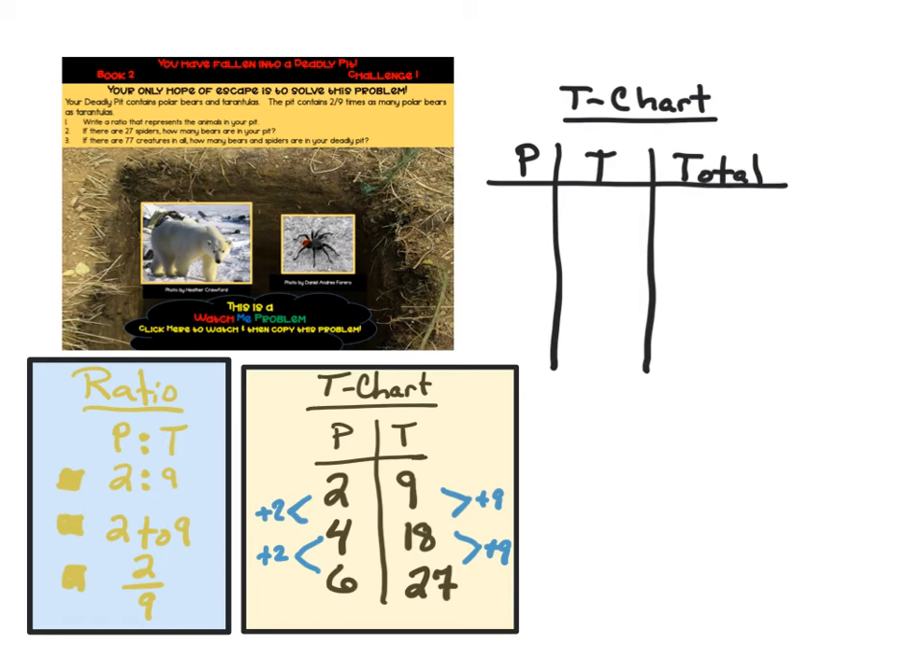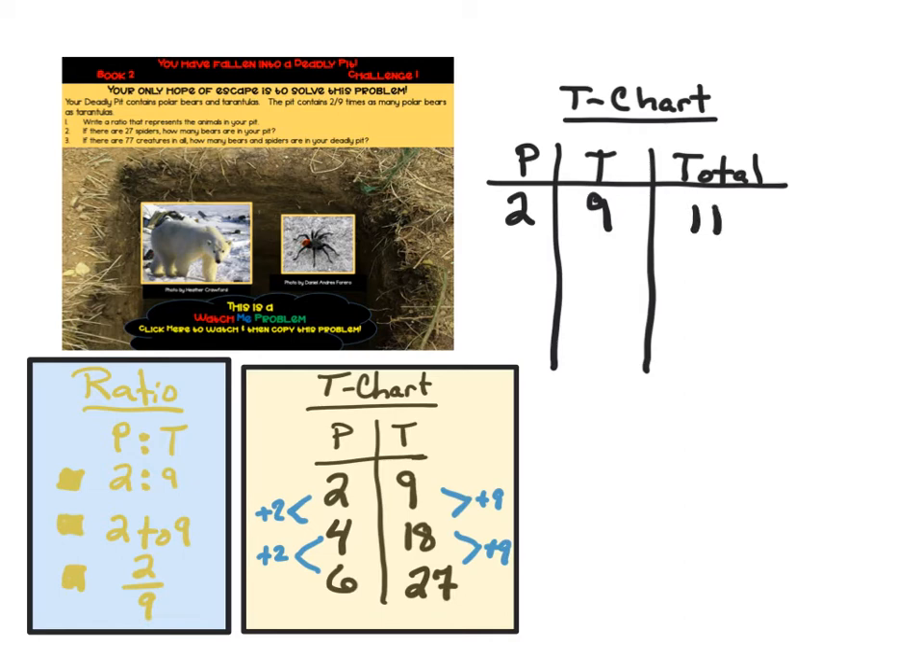So I'll add these up. Now watch how I do this. The ratio is going to stay consistent, right? It's 2 to 9, 2 to 9, 2 to 9. I'm going to write 2 polar bears, bam, to 9 tarantulas. And now all I have to do is add these up, because if I have 2 polar bears and 9 tarantulas, I've got 11 creatures in my deadly pit with me, right? So 2 plus 9 is going to give me 11. Bam, right there I have 11.